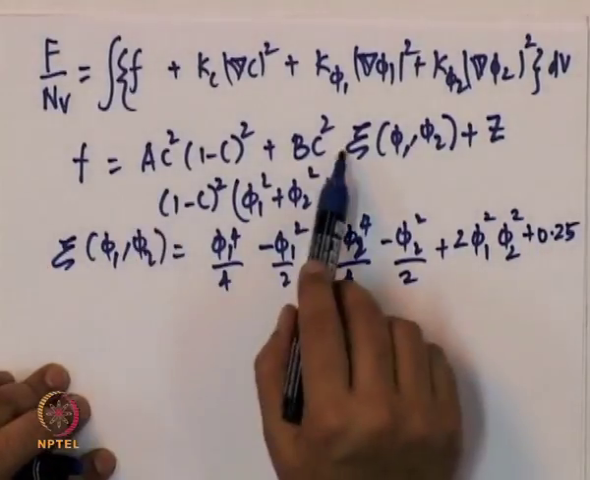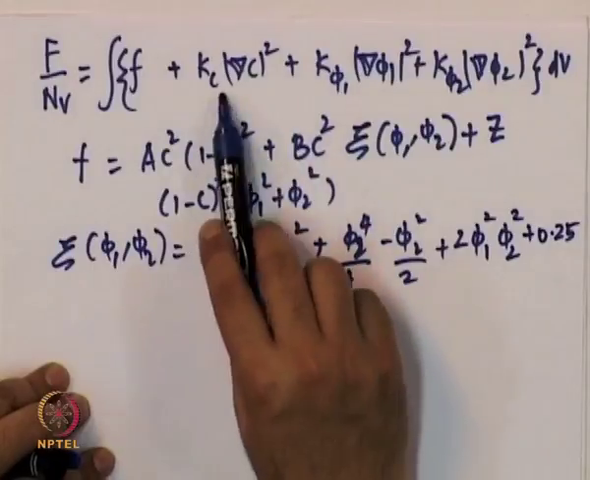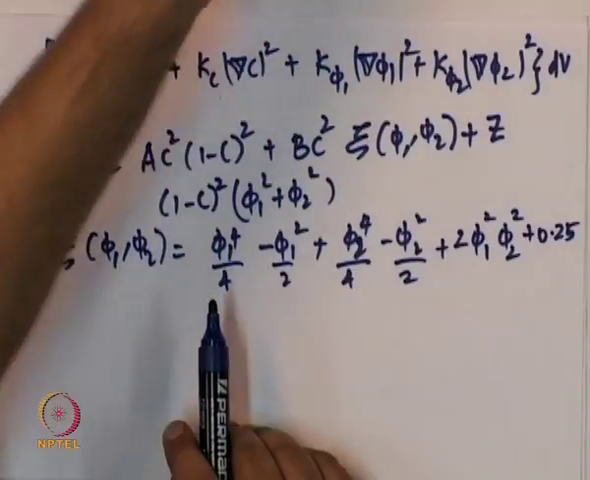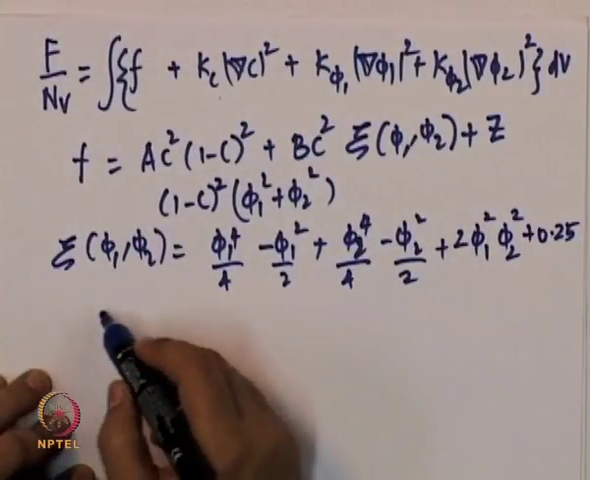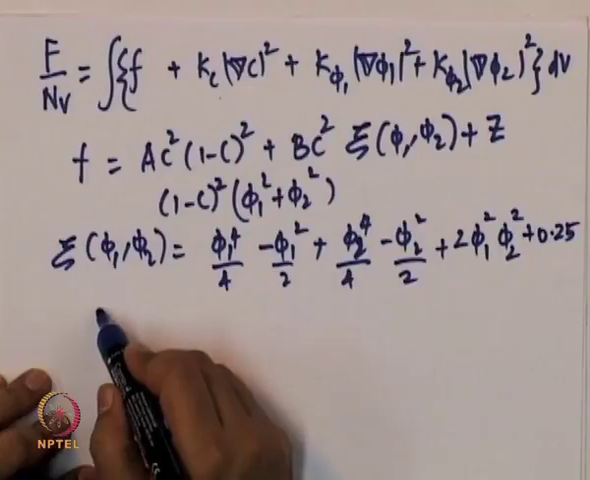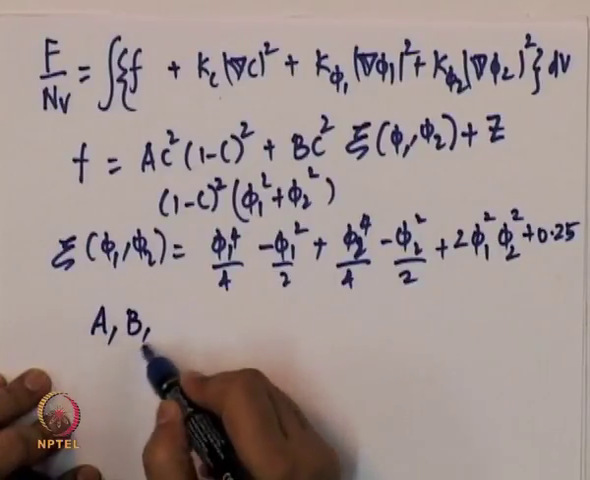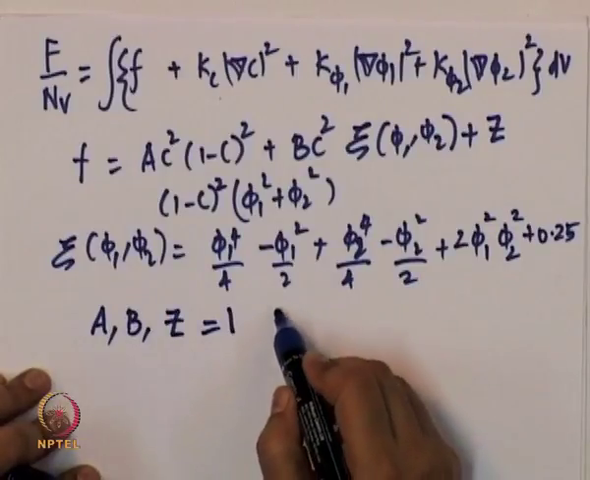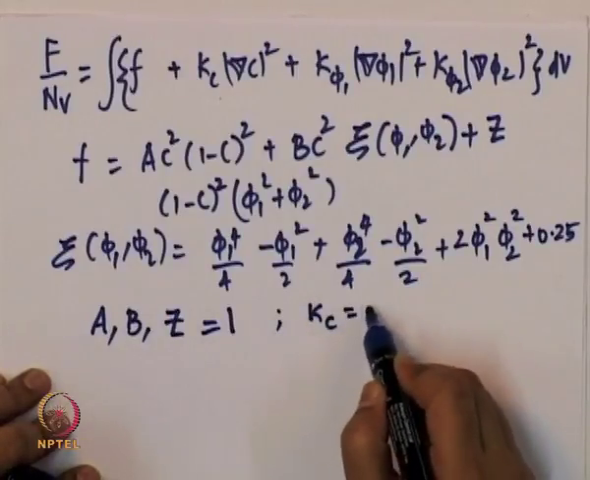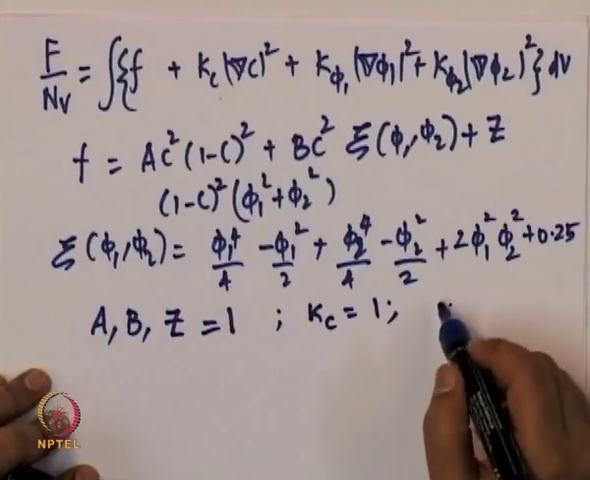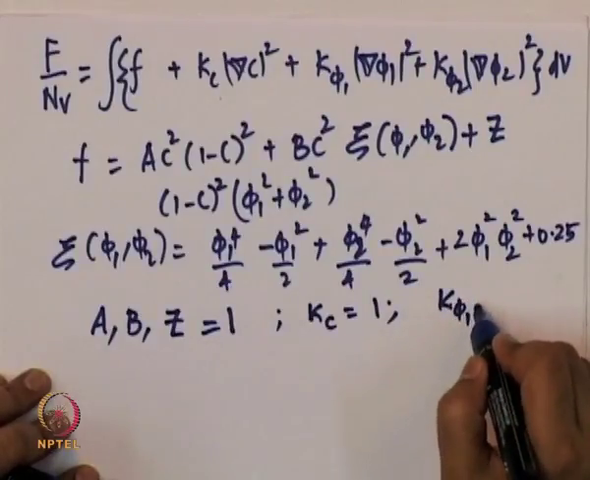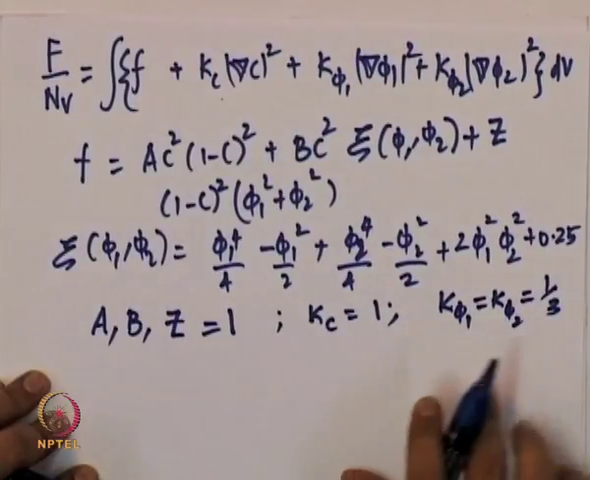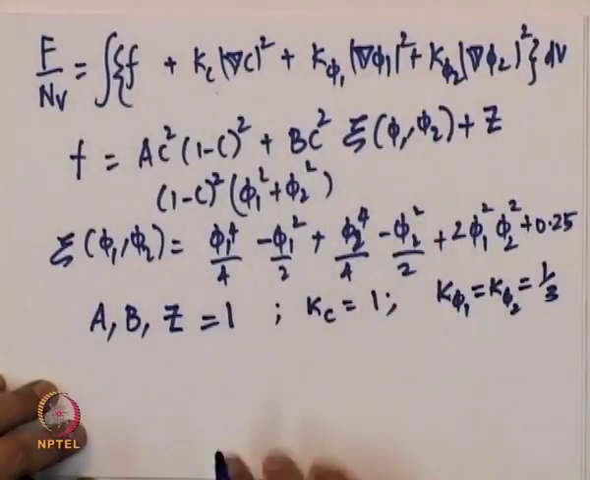Now, we need to know all these A, B, Z, kappa C, kappa phi 1, kappa phi 2, etc., and again they have been chosen appropriately. They are non-dimensionalized. So, A, B, Z are all taken to be equal to 1, and kappa C is taken to be equal to 1, and kappa phi 1 equal to kappa phi 2 equal to 1/3. These are the values that we are assuming.